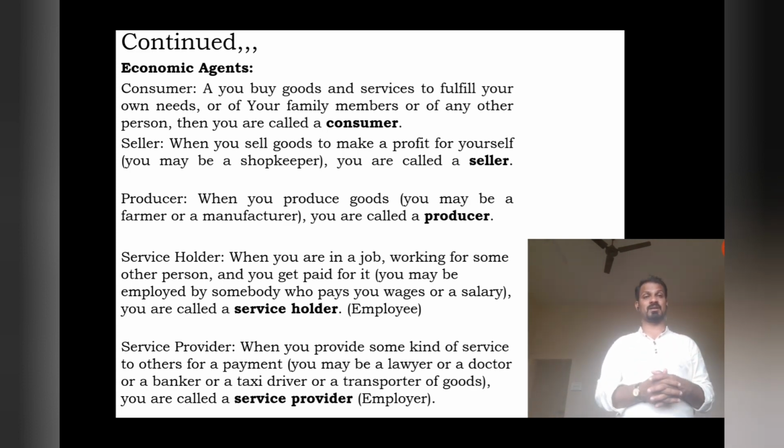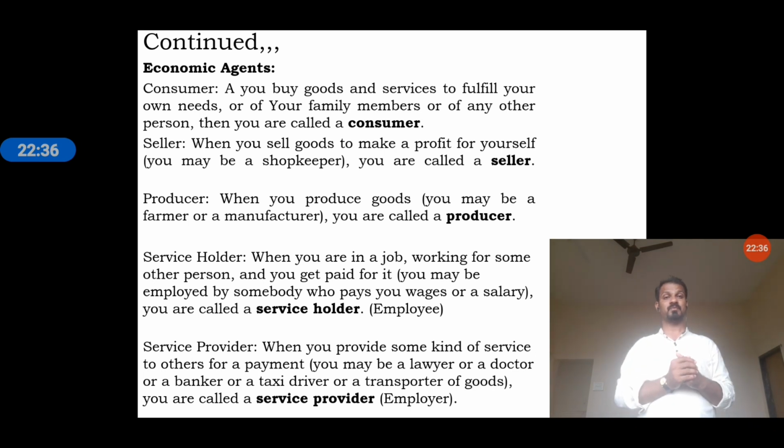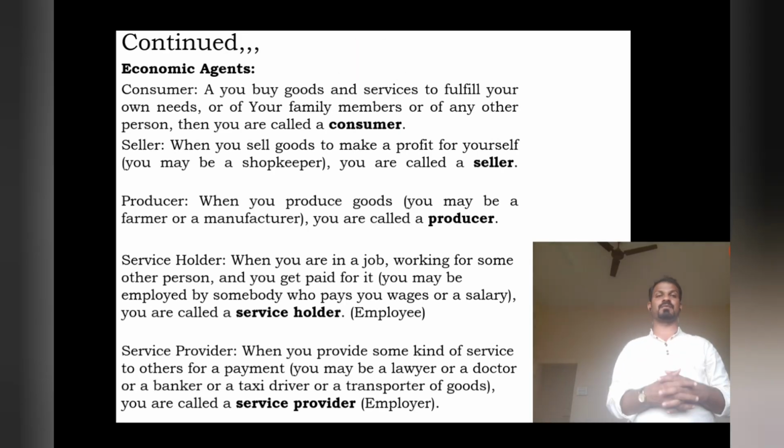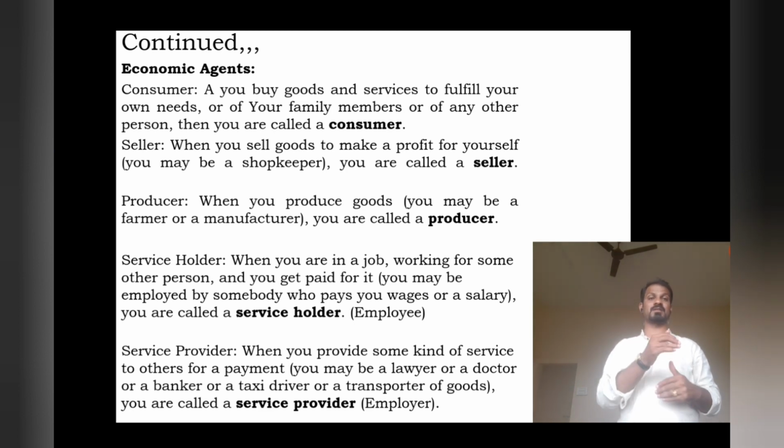Like we can find various firms or industries that are owned by somebody else, and there you can find a number of individuals who are working in that firm or industry. So the owner of that firm or industry is called a service provider, because he renders a service from the others. That's why we call him a service provider.